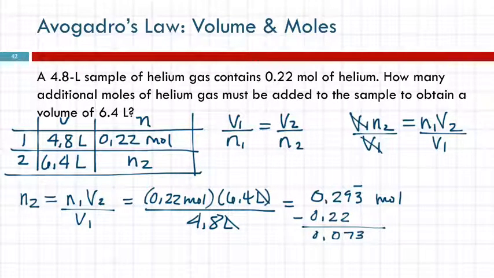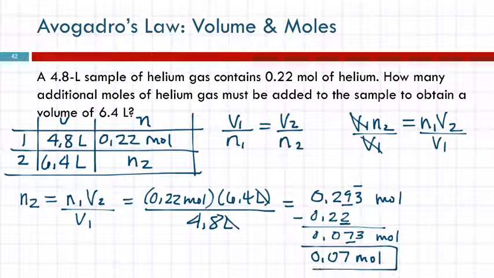0.073 moles. For sig figs, each of these numbers has two significant figures, and so the 0.293 has two significant figures. 0.22, two significant figures. When I'm subtracting these, I'm looking at where the last significant figure is, and so my answer is only going to have one significant figure. We need to add 0.07 moles of helium to get the balloon or the sample to be 6.4 liters.